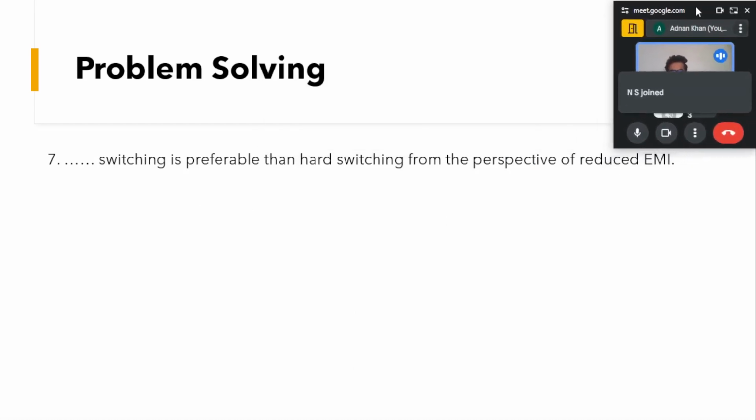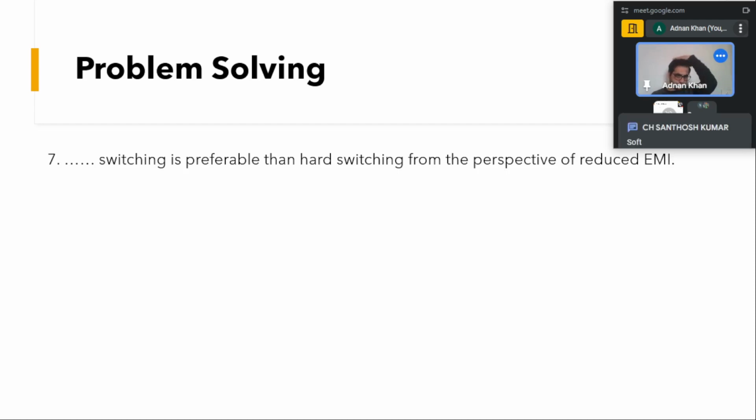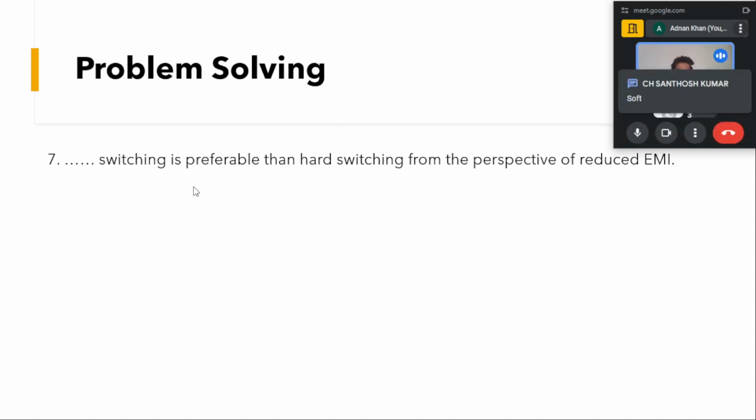Now the last question is, dash switching is preferable to hard switching from the perspective of reduced EMI. Can anybody answer? I think you should be able to answer this as well. We had seen in the previous slide as well that if we go for soft switching, the EMI can reduce, because in a way we are limiting the dV by dt and di by dt. How so? Let's see.